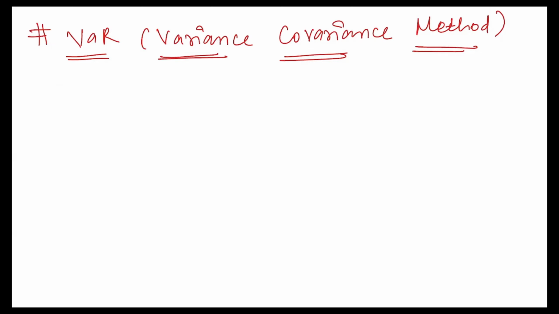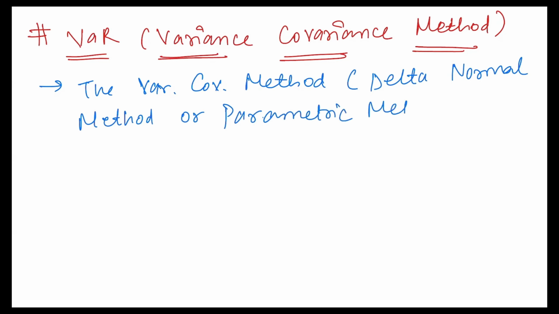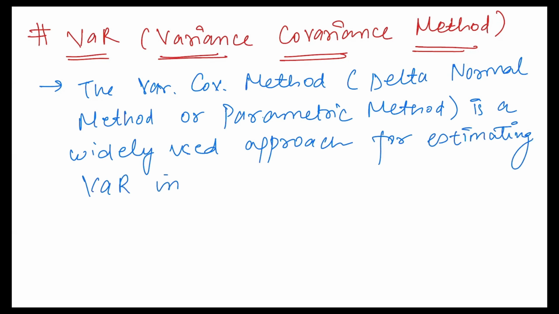So let's define it. The variance covariance method, which is also known as the delta normal method, or it is also known as the parametric method, is a widely used approach for estimating value at risk in financial risk management.